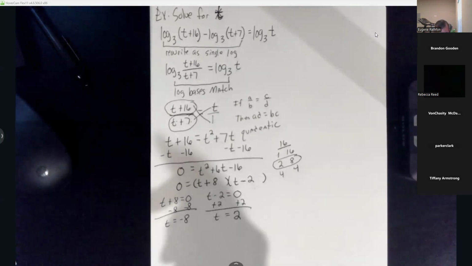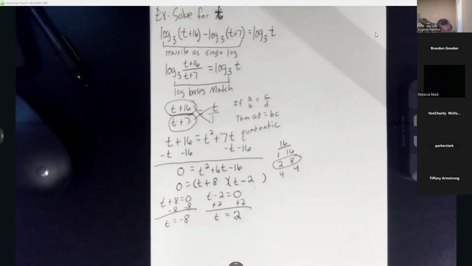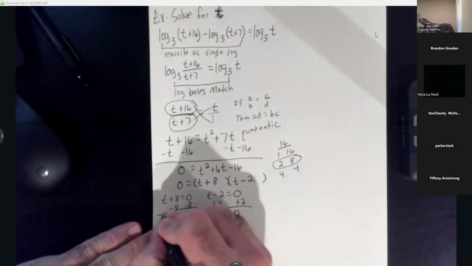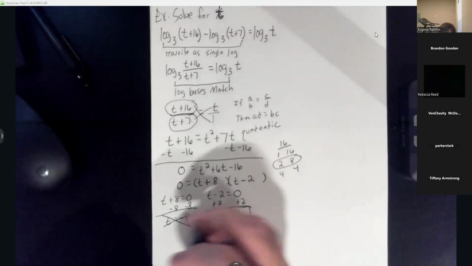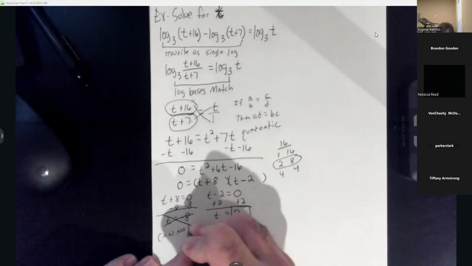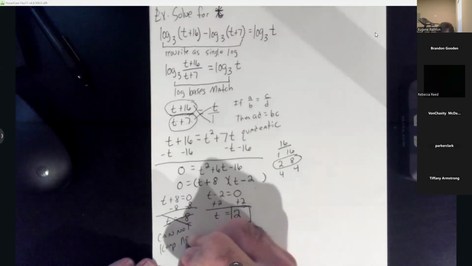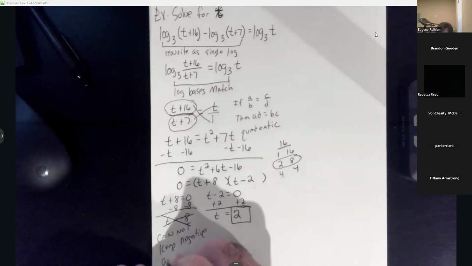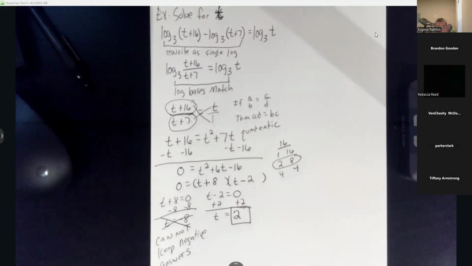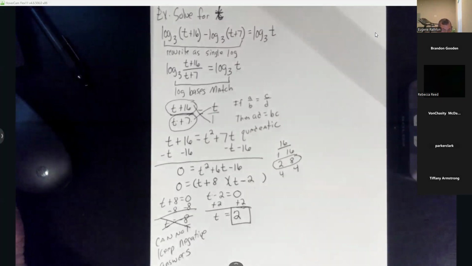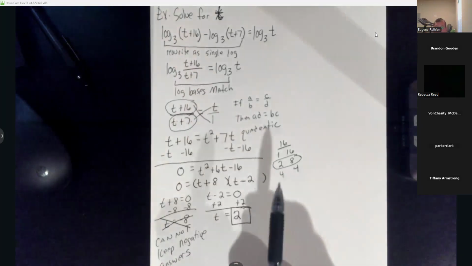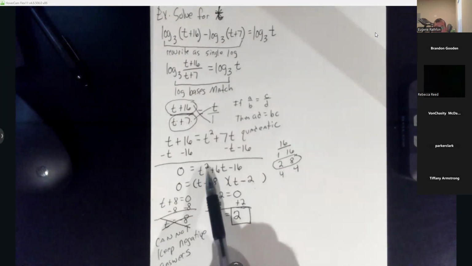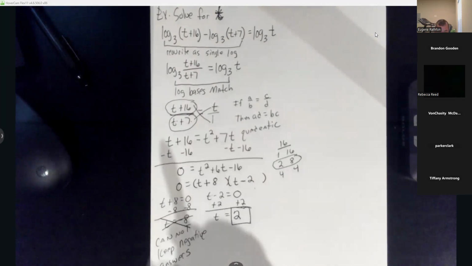So y'all, the question of the day, what's the final answer? 2. There you go, because you got to kick out that negative 8. So cannot keep negative answers. Good job. So y'all, that's going to be y'all's task with these problems: a lot of these are going to end up with some quadratic stuff. So get 0 on one side and then start factoring, okay?